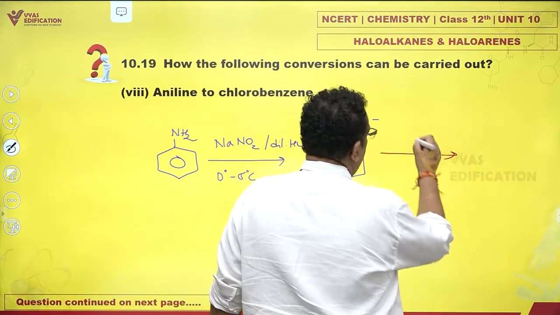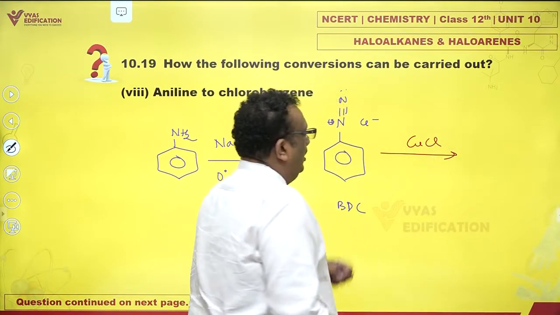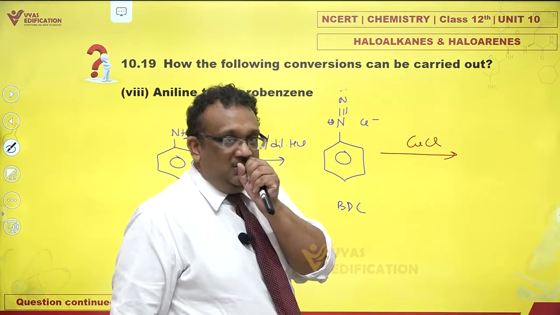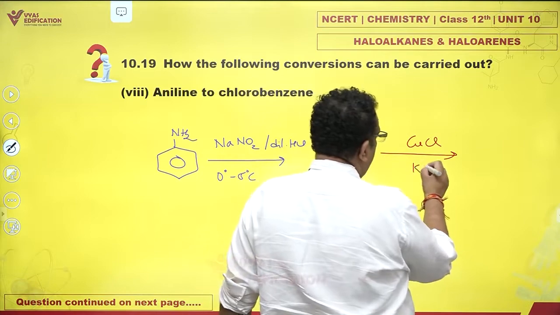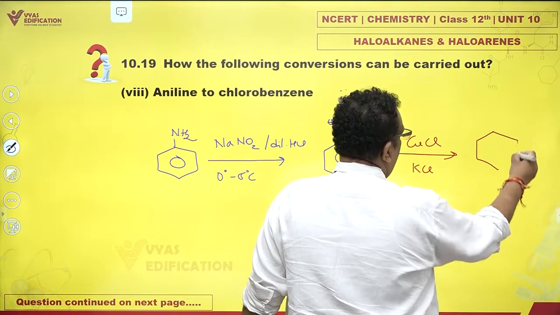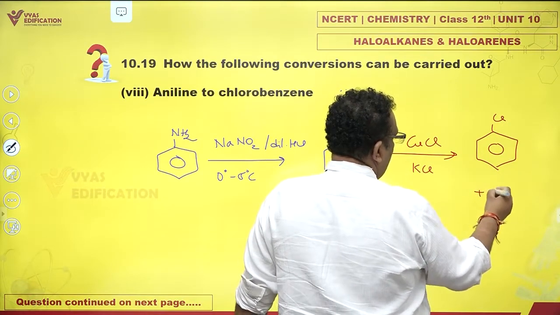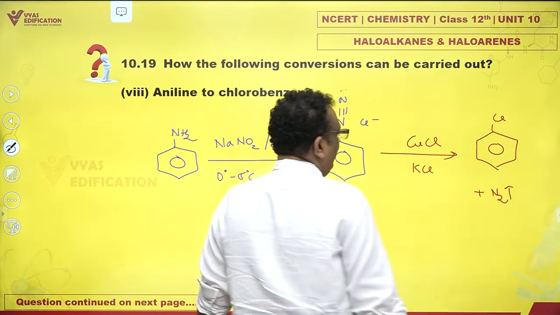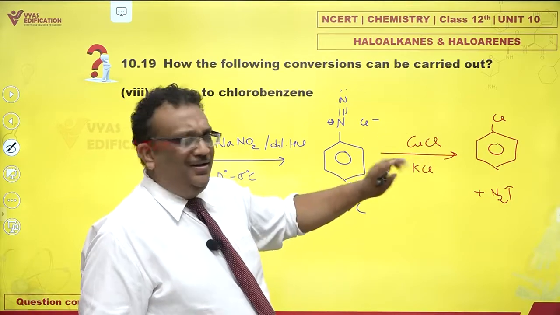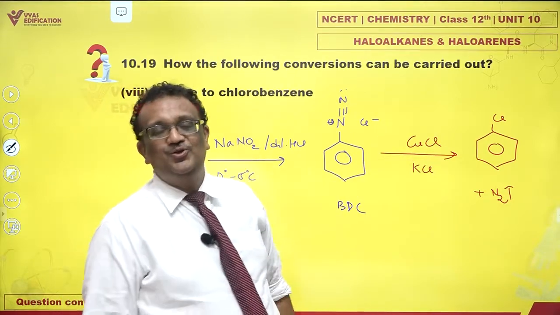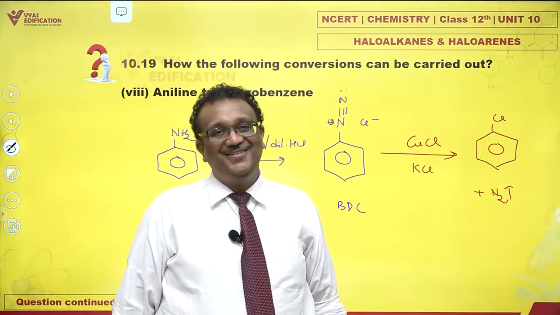How do you do this? Cuprous chloride. Sorry. Add KCl with CuCl and you get chloride. It's a radical mechanism reaction. You get chlorobenzene, nitrogen of course gets liberated, and you get chlorobenzene. In short, Sandmeyer's reaction. Yes, indeed.